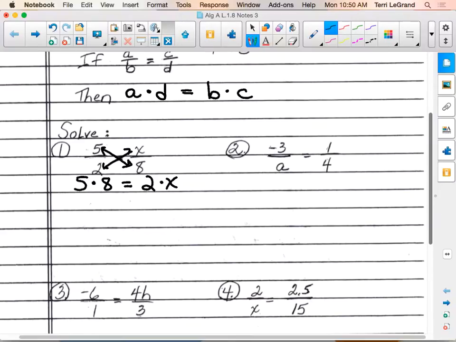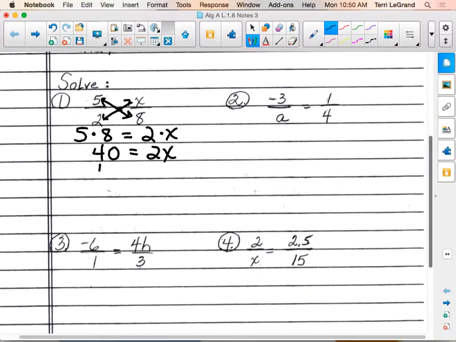So we set up what are called cross products. What's 5 times 8? 40. 2 times x? 2x. Now we're back to what we did back in lesson 1.3. Yeah, now we're solving a one-step equation that has multiplication in it. And to undo multiplication, we divide. So we're going to divide both sides by what x is being multiplied by, which is 2. So I'm going to divide both sides by 2. And 40 divided by 2 is? 20.